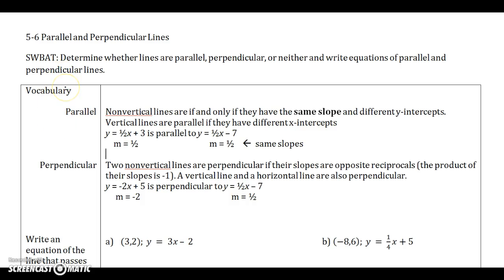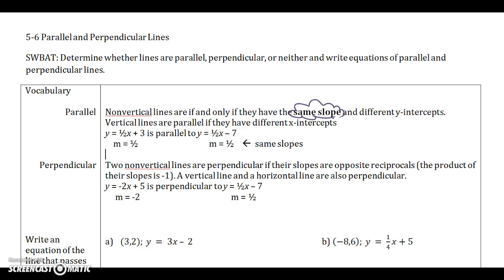Parallel. For vocabulary, the definition: non-vertical lines are parallel if and only if they have the same slope. So parallel, super important, they have the same slope. And different y-intercepts, because otherwise they'd be the same line. If they had the same m and b, they'd be the same line. So different b's, but the same slope.